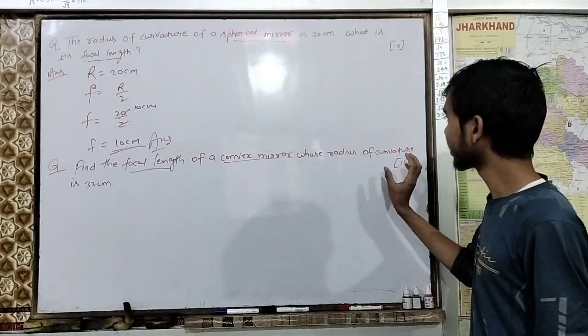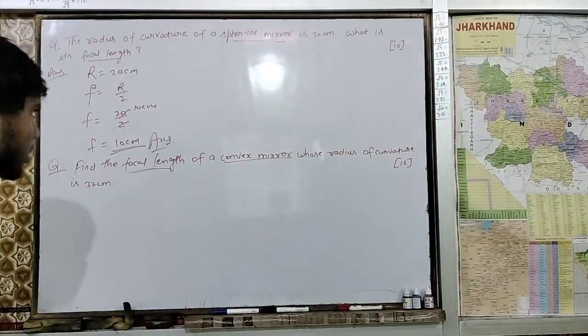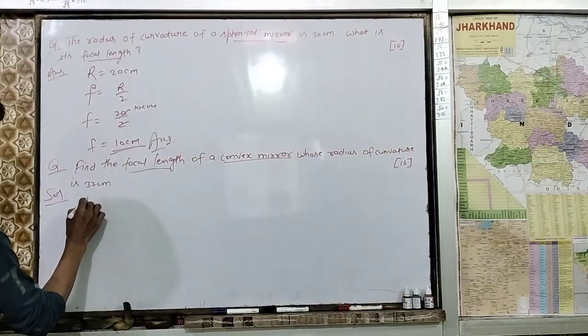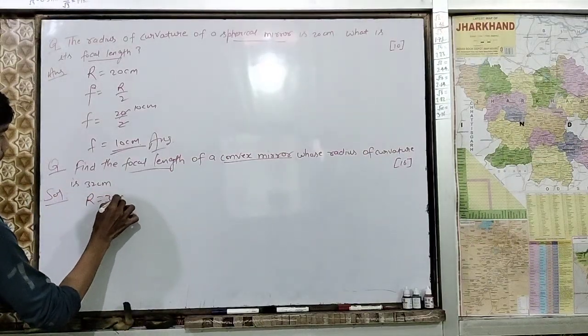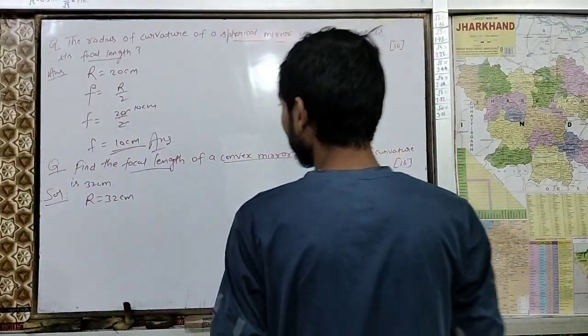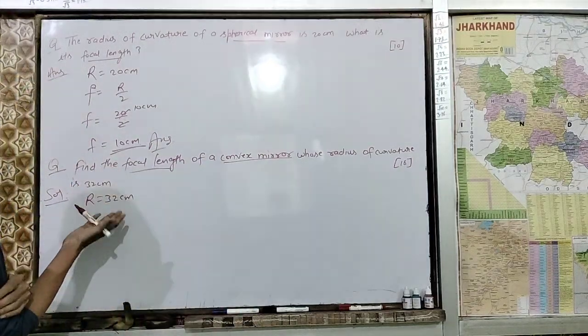The radius of curvature is 32 centimeter. Whatever points are given by the question, just write all those points in the process. So let's solve. R is given. R is 32 centimeter. R is 32 centimeter. Now the same, you can see here, how much? 16. Same process.